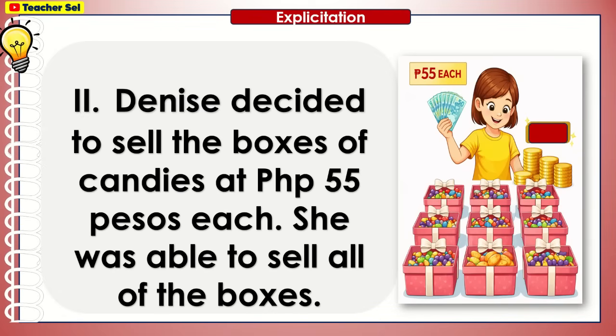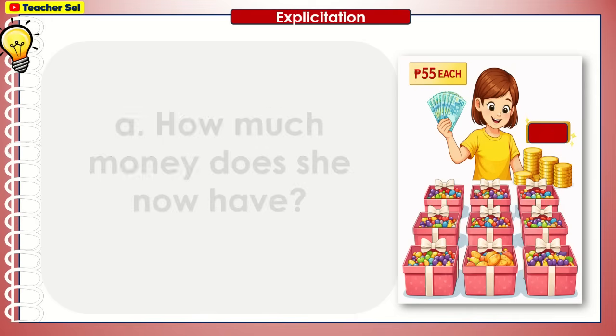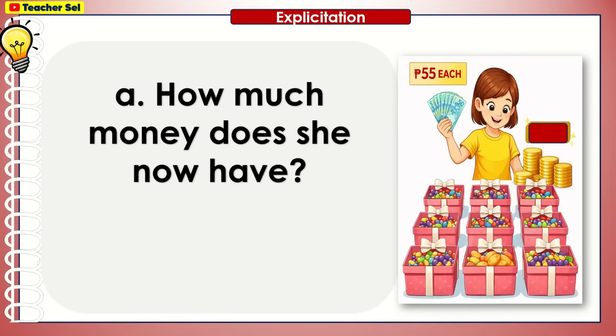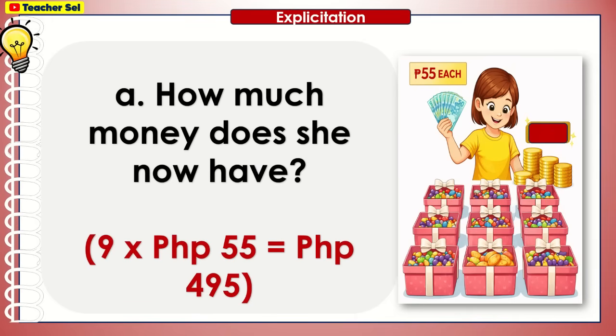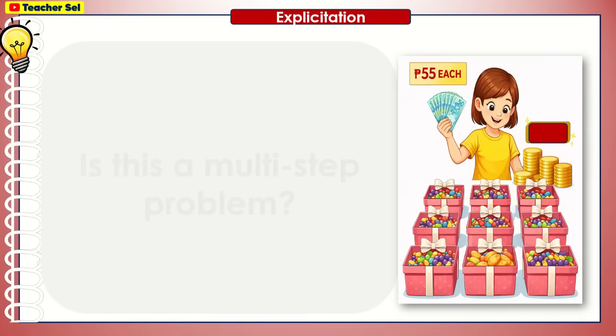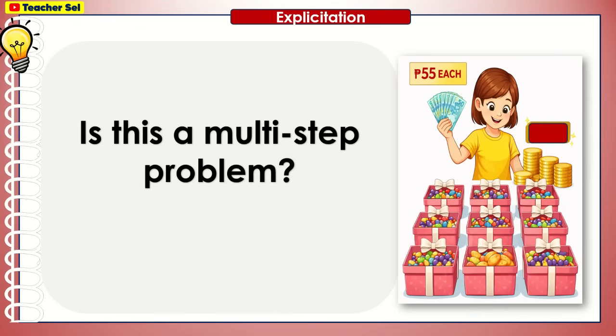Denise decided to sell the boxes of candies at 55 pesos each. She was able to sell all of the boxes. How much money does she now have? 9 times 55 pesos is equal to 495 pesos. Is this a multi-step problem? No.